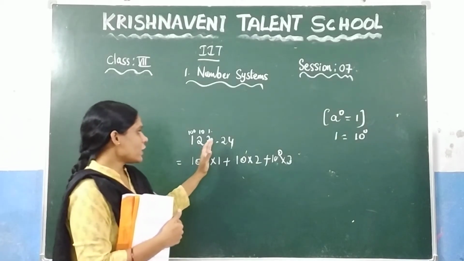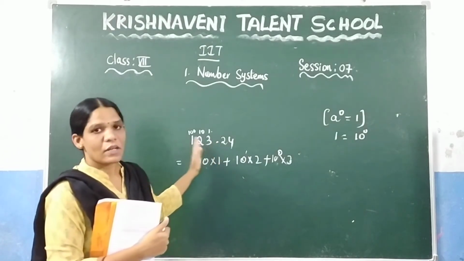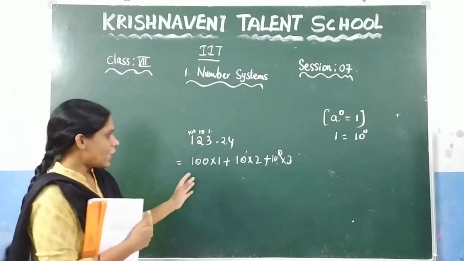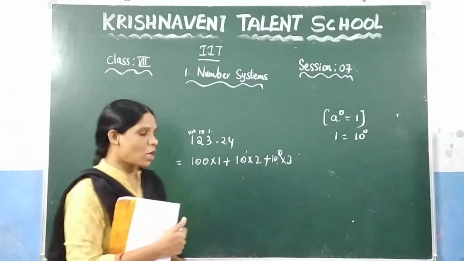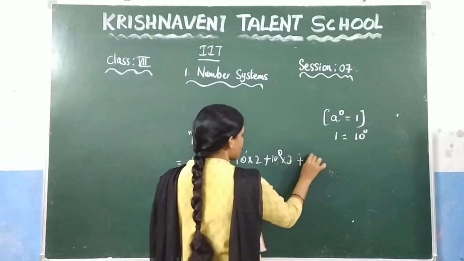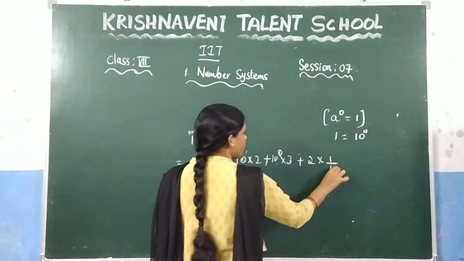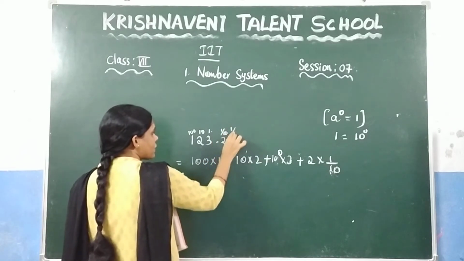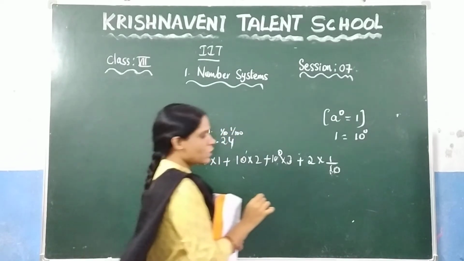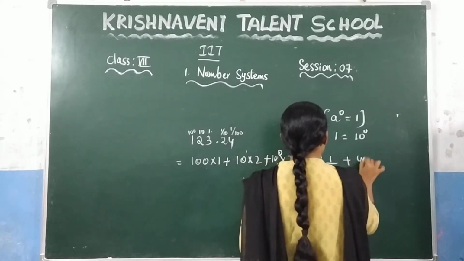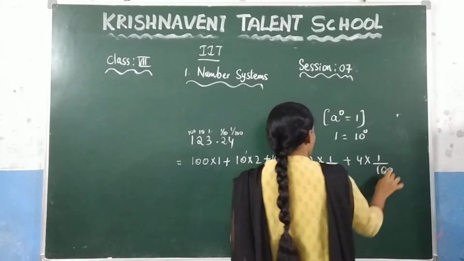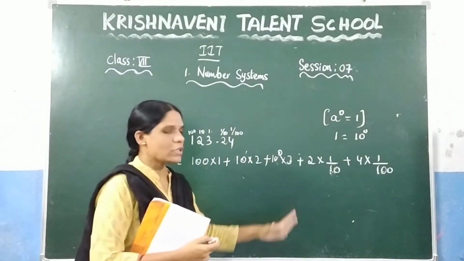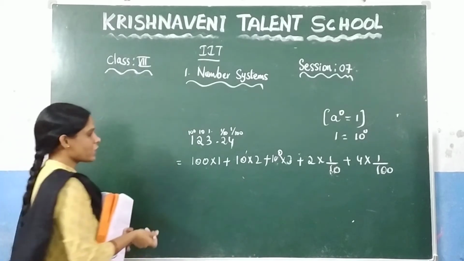That means if you consider the left side of the decimal point, you get the numbers as multiples of 10. And if you go to the right side, how will you write? Just write plus 2 into 1 by 10. You have to write it in the form of a fraction, where this is the 1 by 10 part and this is the 1 by 100 part. So this one you can write as 4 into 1 by 100. Like that you have to expand. If you add all these numbers, you will get this number. You can check it here.